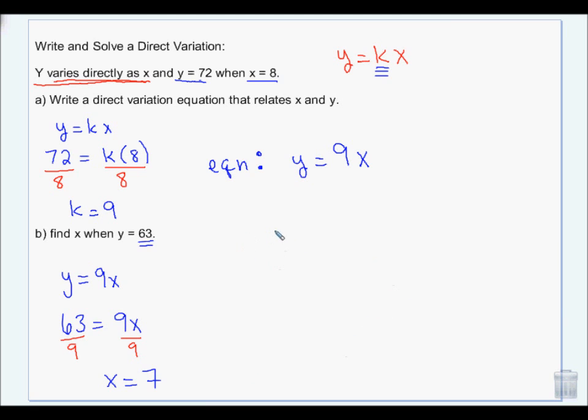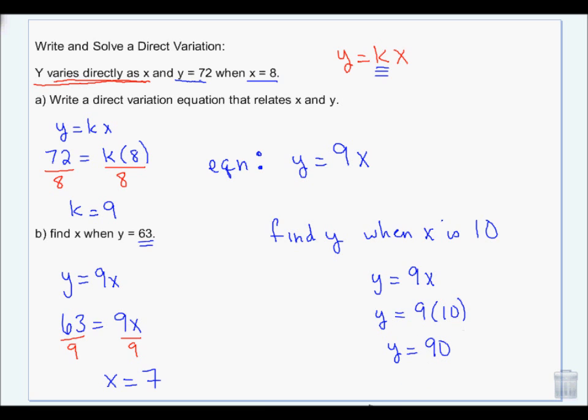And I could find anything. Like if I could find y when x is, give me some number. 10? Okay, so I can find y when x is 10. I just use the same equation that I came up with, and I can plug in x. So when x is 10, y would be 90. So if they give me y and x, I can find k, and then once I have k, I can find any y or any x if they give me one of them.